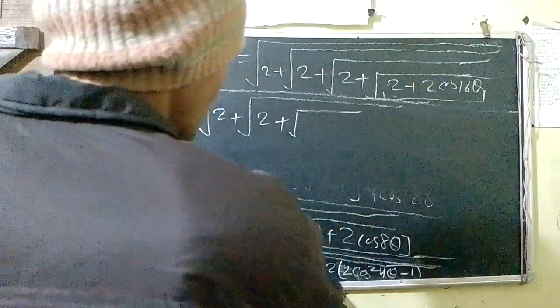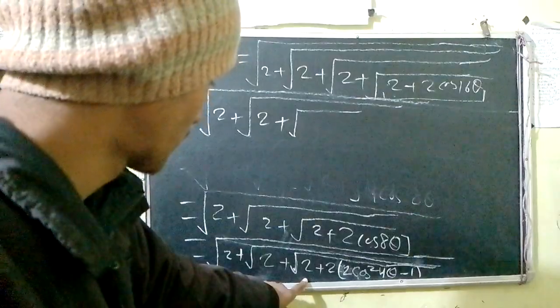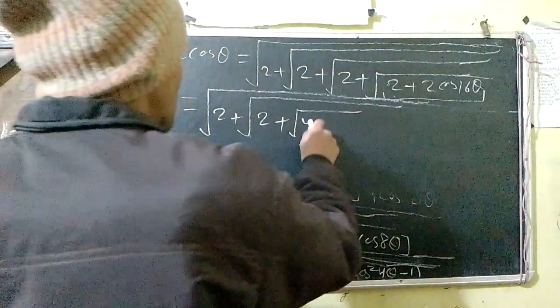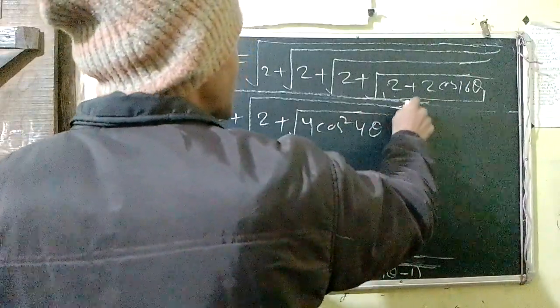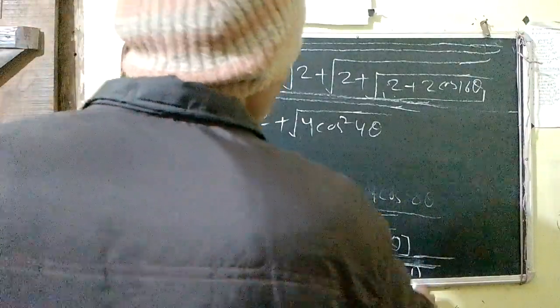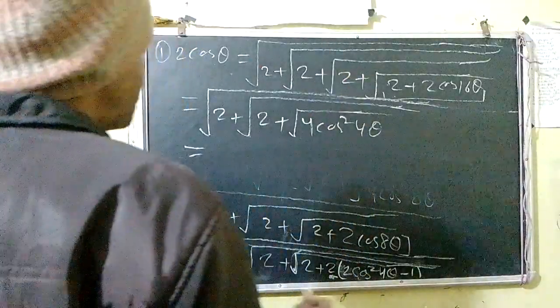Okay, wait a minute. So 1, 2, 3, 1, 2, 3, and this becomes 4 cosine square 4 theta, and then this will cancel out. So 4 cosine square 4 theta. The 2's cancel out. This plus 2 and the minus 2, because 2 times 1 minus 2, they will cancel out, just like we had done earlier.